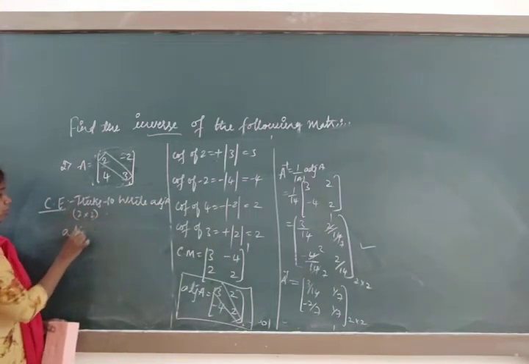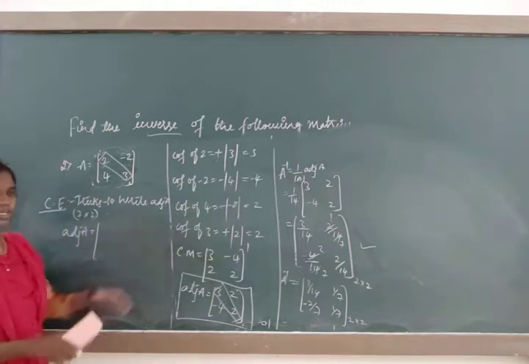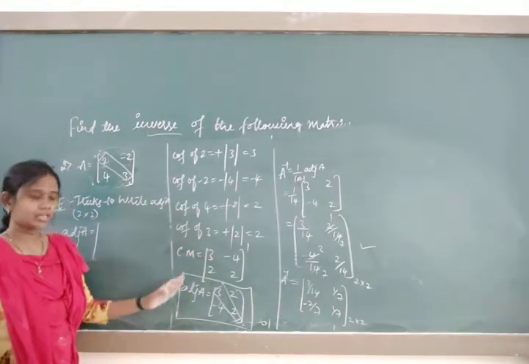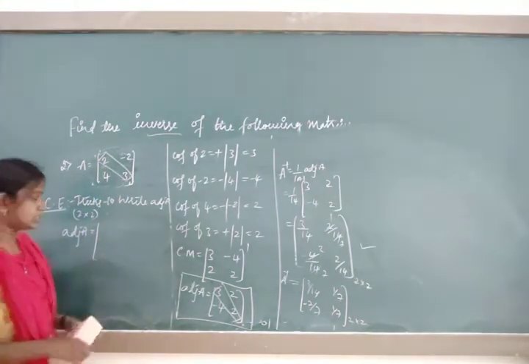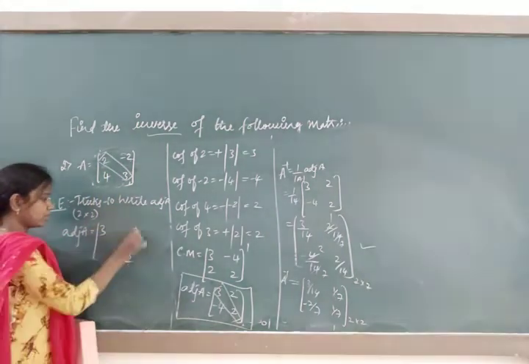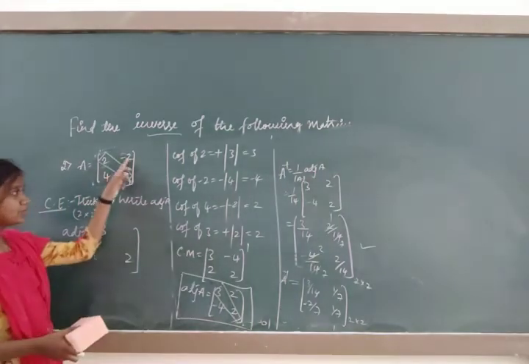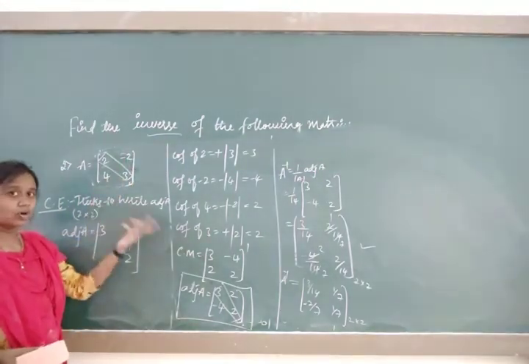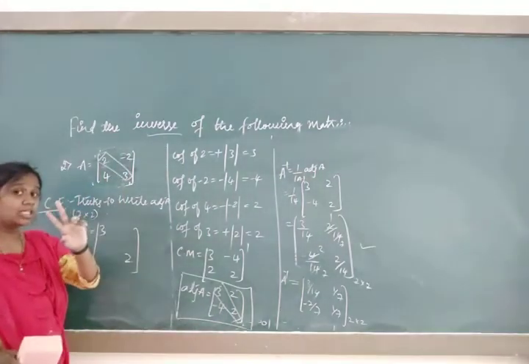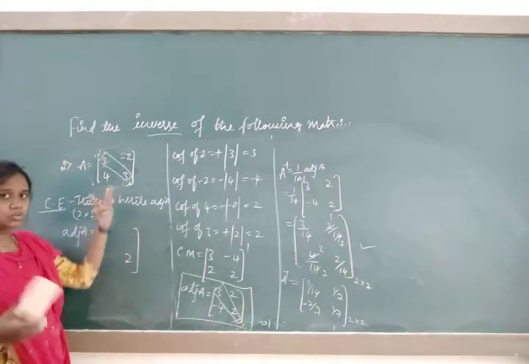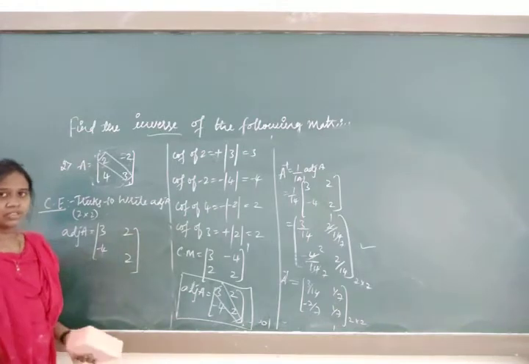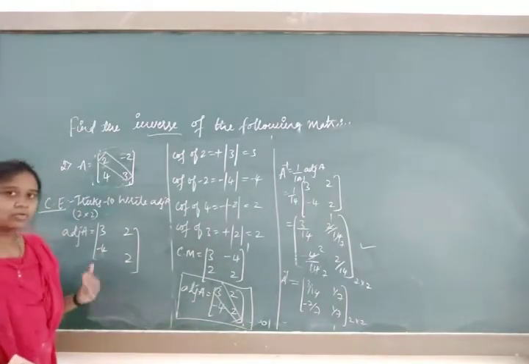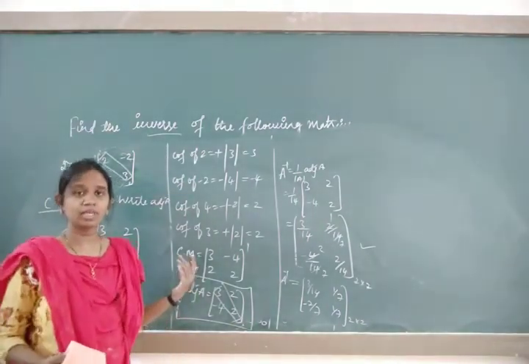Adjoint A is equal to, instead of taking cofactors we are avoiding that and directly we can write this. This is the primary diagonal, interchange, it will become 3 2. Now it will become minus 2, 4. Then what you are going to get? Only change the signs. Minus 2 means you have to write plus 2. A plus 4 means you have to write minus 4. This is the easiest way to write the adjoint A.